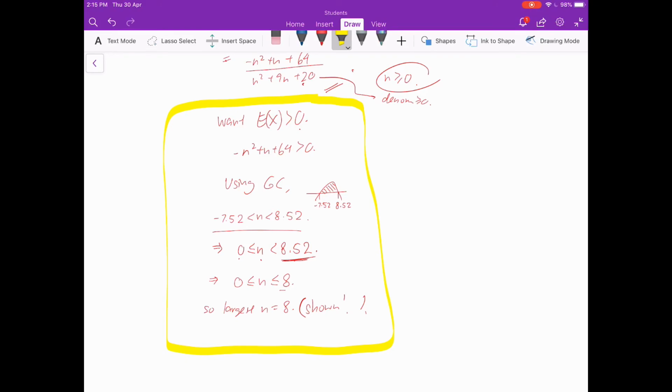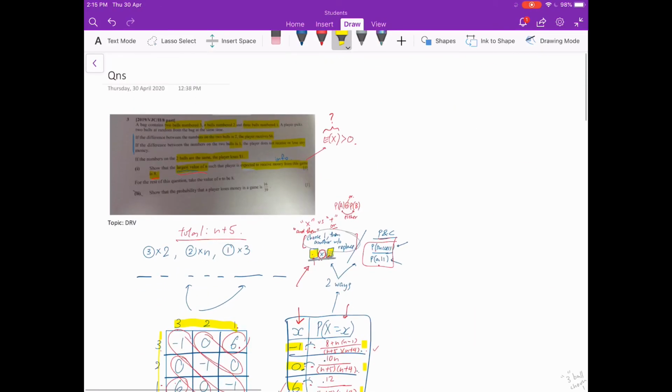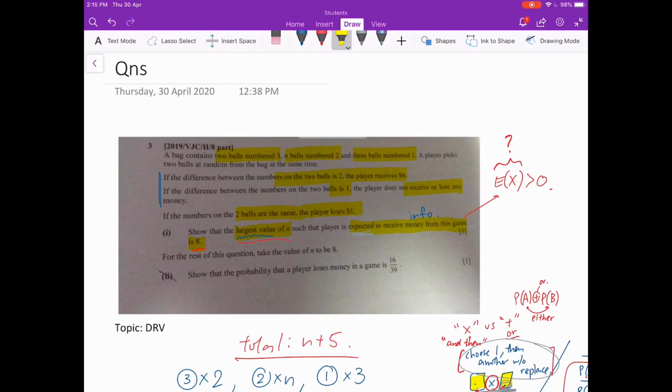Okay, so that's why this question is worth 5 marks. I would say the difficulty rating is 2.5. On a scale of 1 to 3, difficulty is 2.5. It's definitely above average. Okay, so I wish you good luck with this question. Please try on your own.